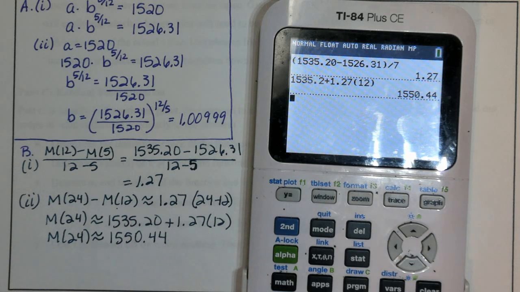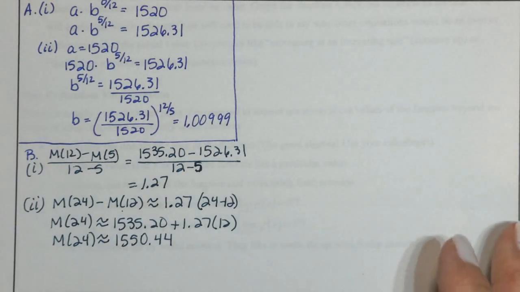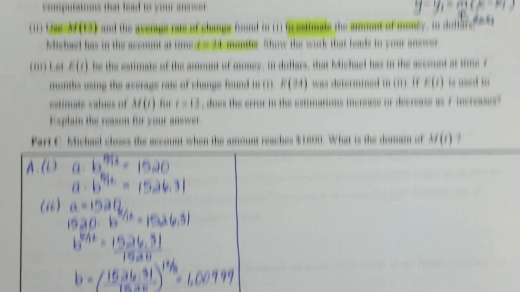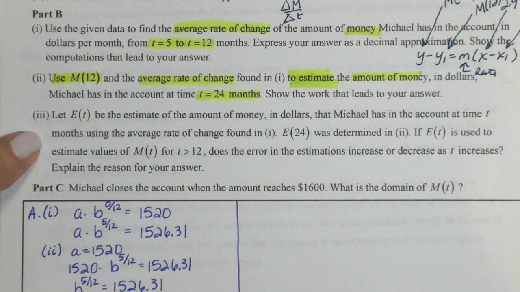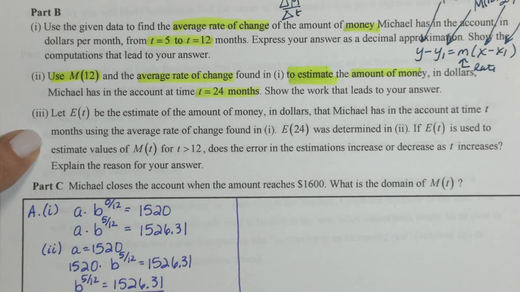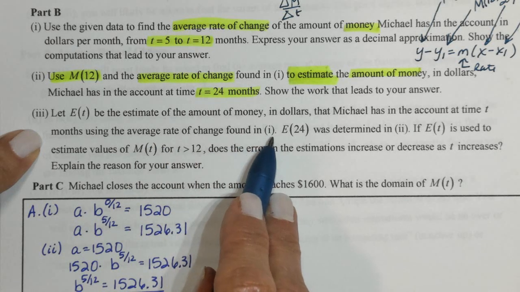1550.44. Okay? Alright, part 2 of part B is done. Now let's go to part 3. Let E of T be the estimate of the amount of money in dollars that Michael has in the account at time T months using the average rate of change found in part 1.